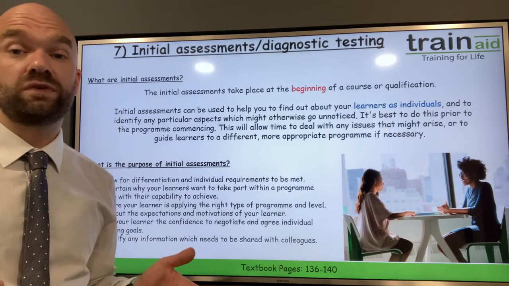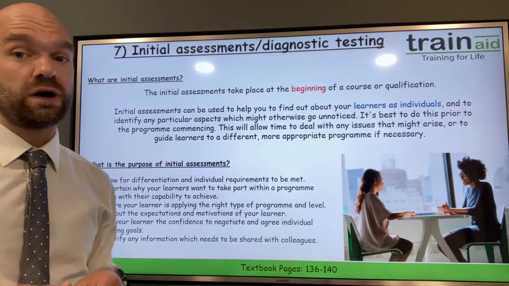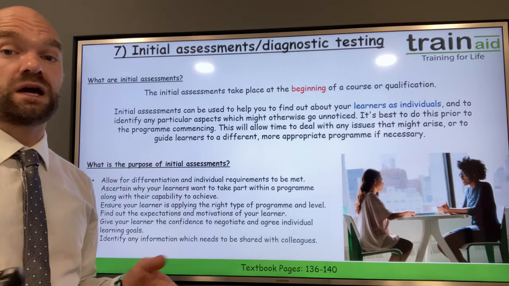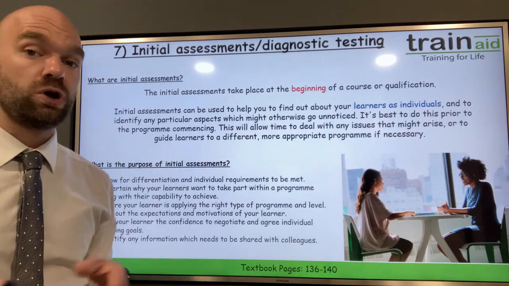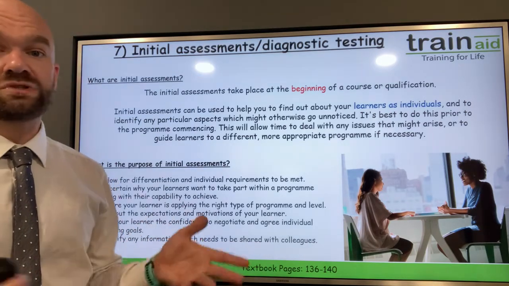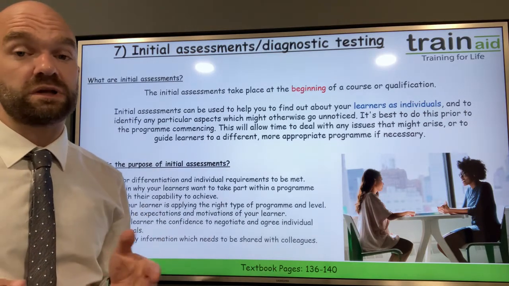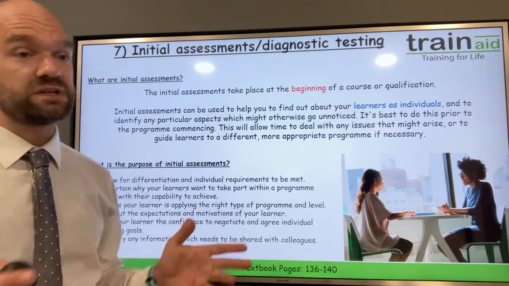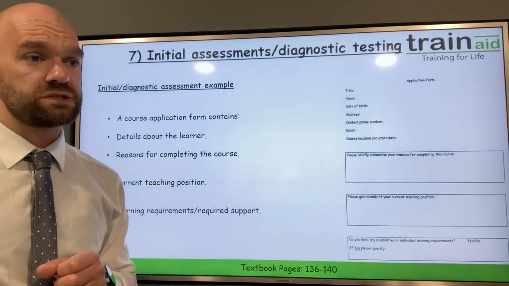But also you can find out a lot about whether there is any required learning support, perhaps any reasonable adjustments that you can use, that you can obviously help them within the course or qualification. You can also arrange for additional staff members such as learning support to help with the individual as well. So all of this information is incredibly valid during the initial assessment stage.